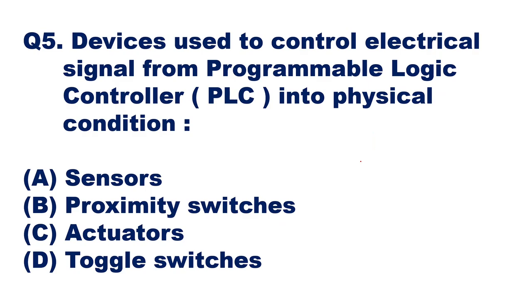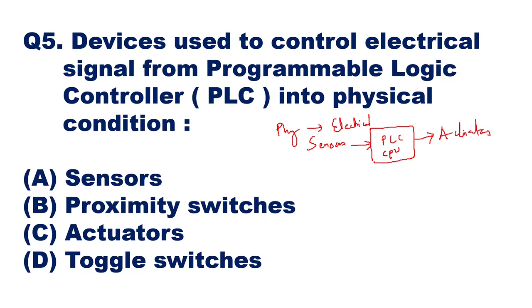Devices used to control electrical signal from a programmable logic controller, that is PLC, into physical condition. Now we know that whenever we work with a PLC, it has its inputs. This is your PLC CPU. It will have its input, which will come from input devices, which are sensors. Sensors convert a physical parameter into an electrical signal. And then after the execution, the PLC will give its output, which is an electrical signal, and that should be converted into a physical parameter, or some operation has to take place. And for that, we require actuators at the output.